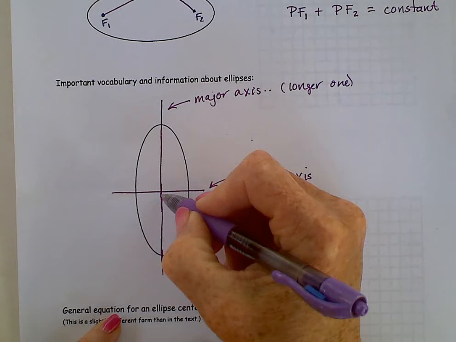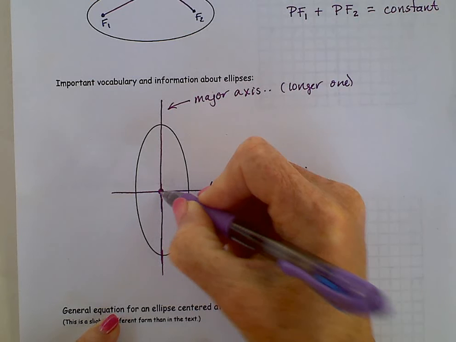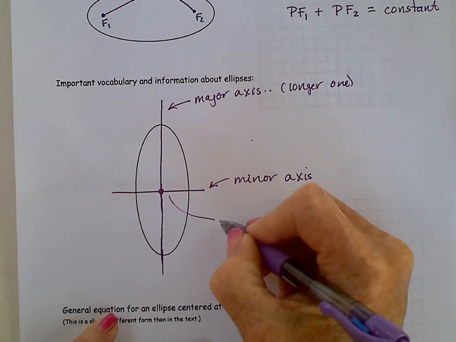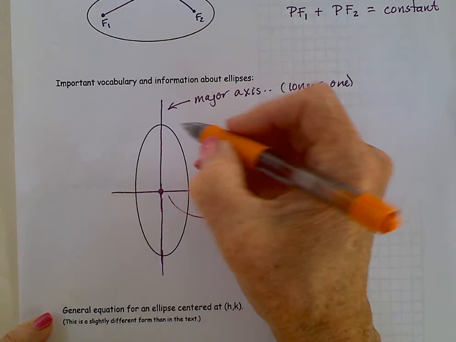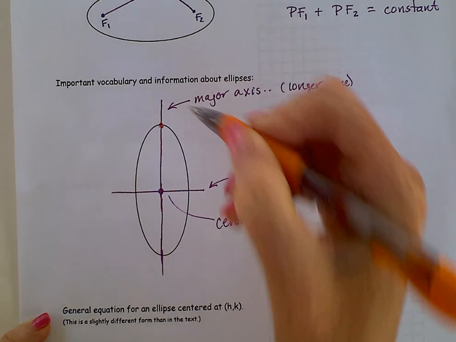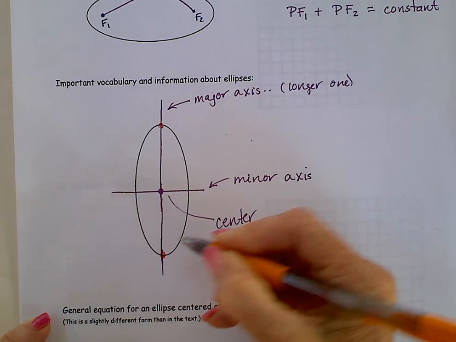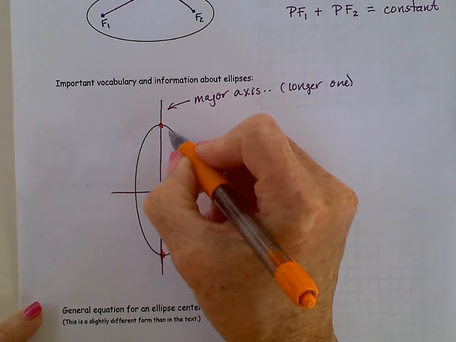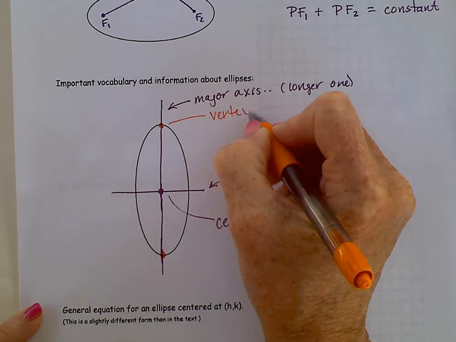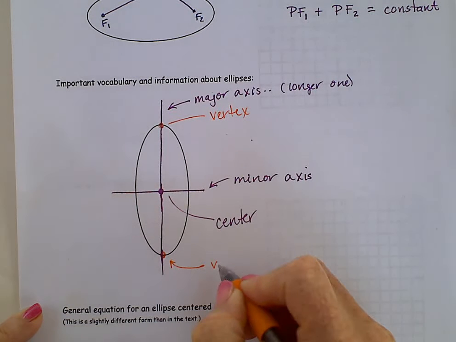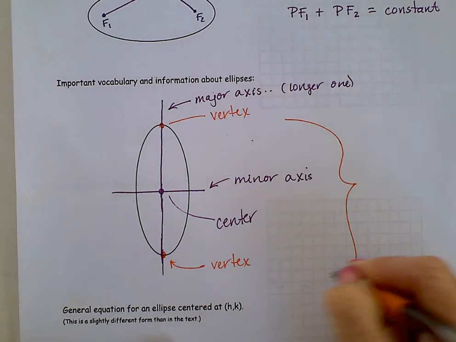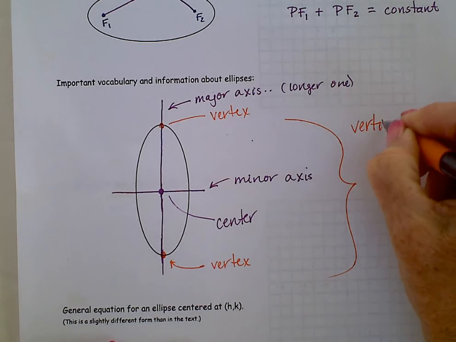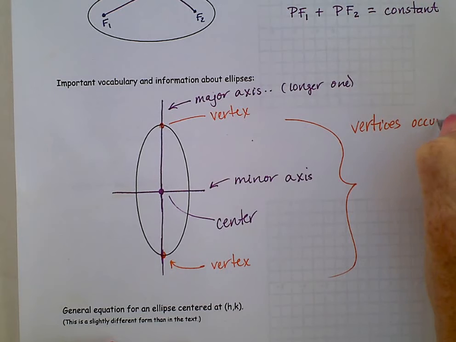This point right where the major axis and the minor axis intersect is the center. These points here where the ellipse intersects the major axis are the vertices. So let's put this over here. Vertices occur where the ellipse intersects the major axis.